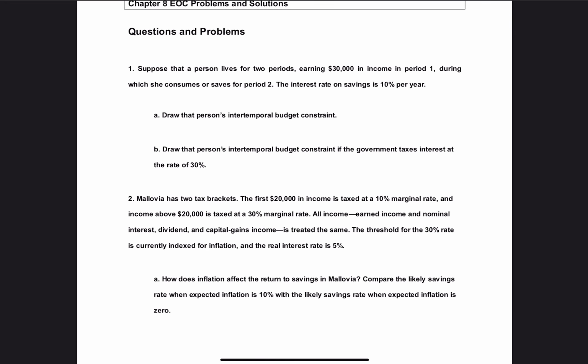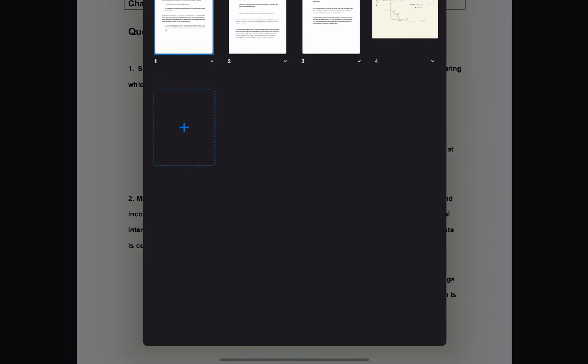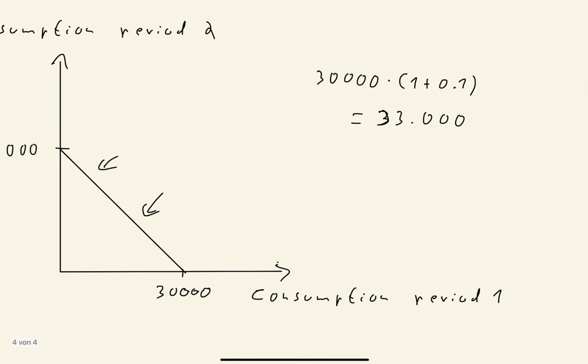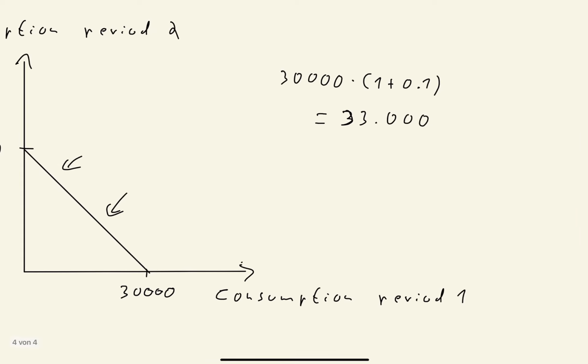Okay, sub-question number B. Draw that person's intertemporal budget constraint if the government taxes interest at the rate of 30%. So now the story is a little bit different. Now we basically have a tax of 30% on the interest that we get.